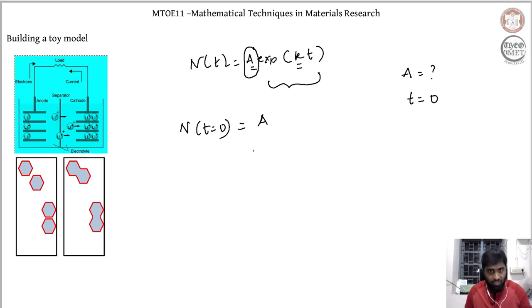So initially, when I'm about to charge my phone, there are a number of lithium ions that are present, and that forms this constant here. In a general sense, when I calculate this A here, I'm considering t equal to 0. I'm going back to my initial state, and this is what we refer to as the initial condition.